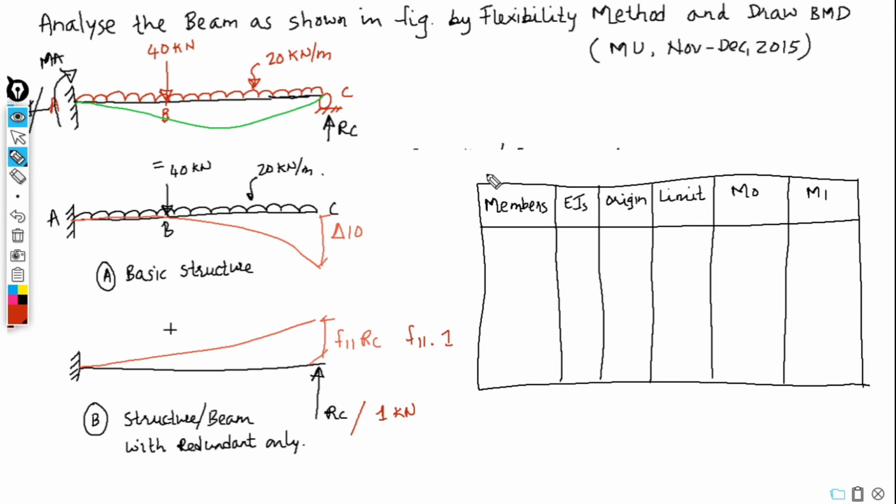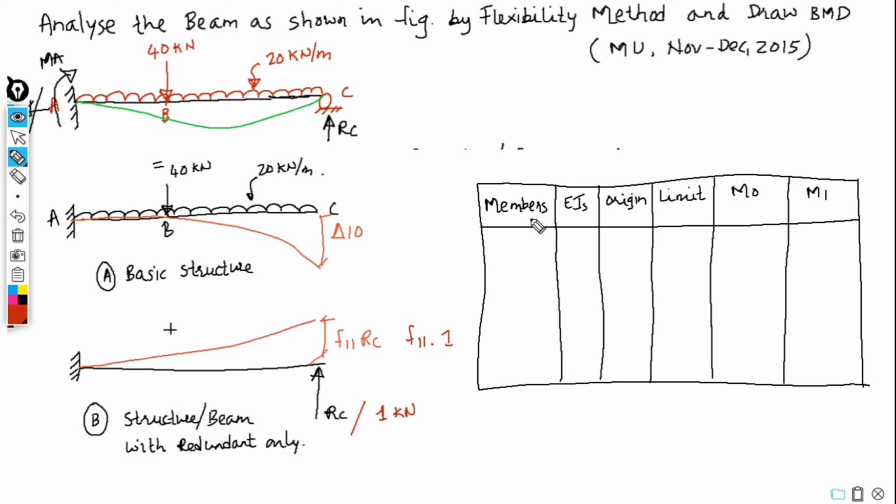Now we have this table. This table plays a very important role in the force method of analysis. So all the conceptual part of force method of analysis lies in the table. Once you complete the table, the rest of the things is only calculation. So with regards to the concept, this table plays a very important role.